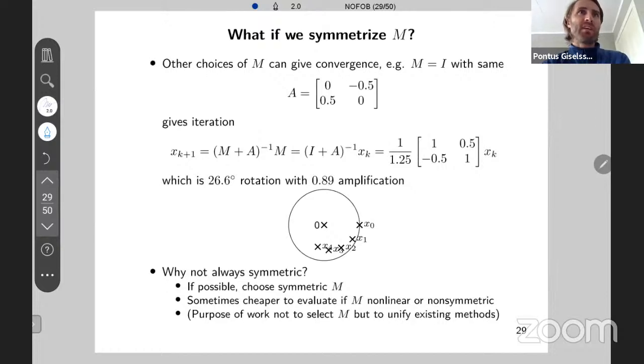They have some benefits. For instance, it can be cheaper to evaluate, or it can be easier to parallelize, or something like that. But this talk is actually not about saying how to choose M and what is preferable. The purpose of the talk is to unify these apparently quite different methods in a framework. Yeah, this is the purpose. So I'm not advocating to have a symmetric or non-symmetric M. It's more trying to describe what the current status is for methods in large-scale convex optimization.